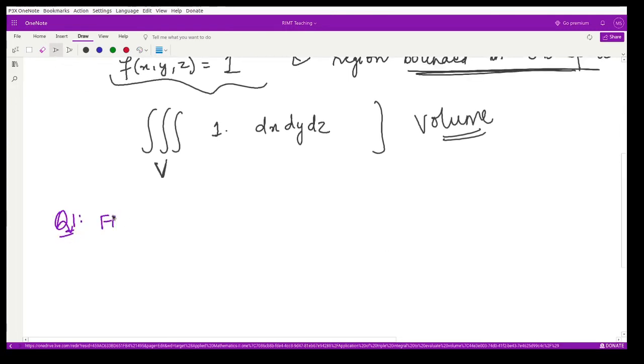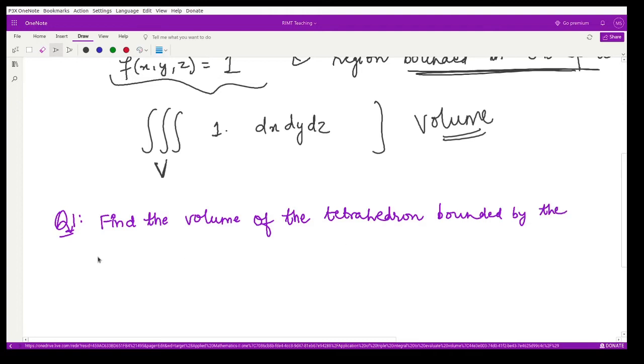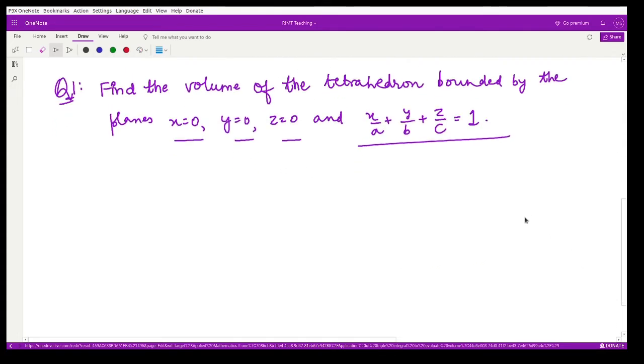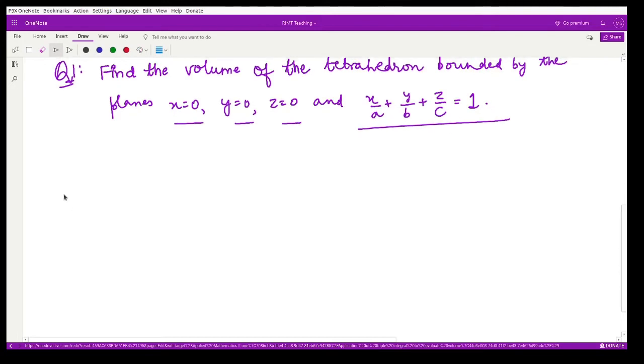The question is, we have to find the volume of the tetrahedron which is bounded by the planes x is equal to 0, y is equal to 0, z is equal to 0, and x upon a plus y upon b plus z upon c is equal to 1. So these four planes are given to you. You have to calculate the volume of the tetrahedron bounded by all four of these planes.